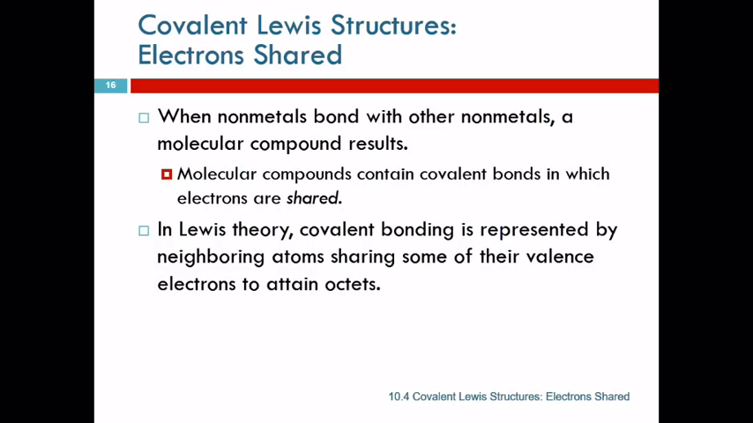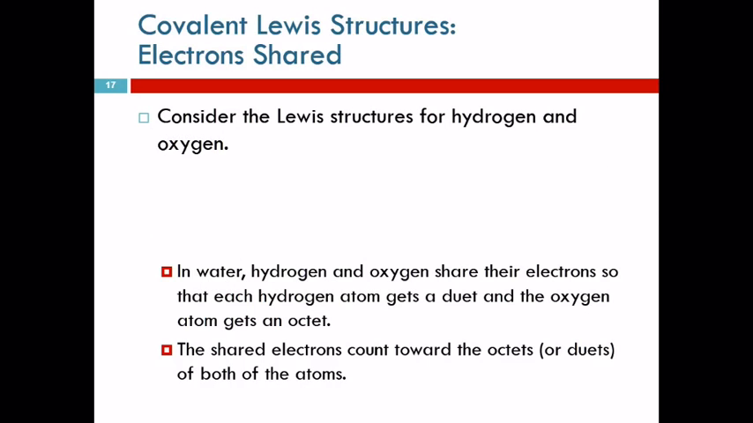We'll see that neighboring atoms are going to share some of their valence electrons, and in that way they can get an octet. So let's look at hydrogen and oxygen. Hydrogen has how many valence electrons? 1. And oxygen has how many valence electrons? 6. 1, 2, 3, 4, 5, 6. Hydrogen's a little guy. He's just trying to get 2. Oxygen's trying to get 8.